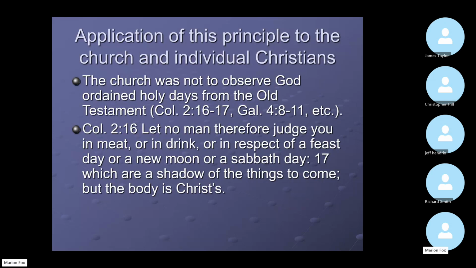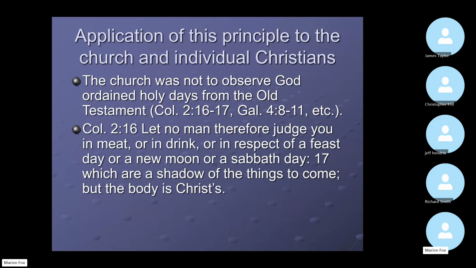Now let's look at Colossians 2:16 and 17. That no man therefore judge you in meat or in drink or in respect of feast day or new moon or a Sabbath day, which are a shadow of the things to come, but the body is Christ. Now this is referring back: the meat, the drink, the feast day, the new moon, the Sabbath day were all part of the law of Moses. And we know that's what he's talking about in the context, because he says it's a shadow of the things to come.